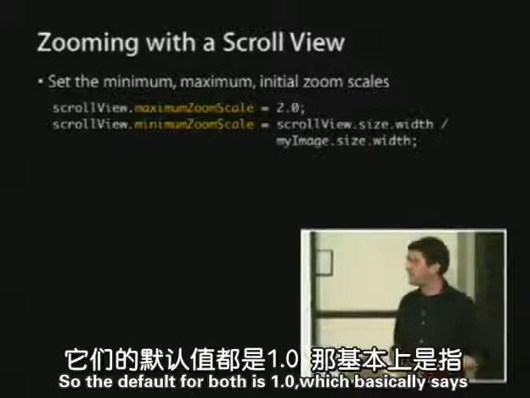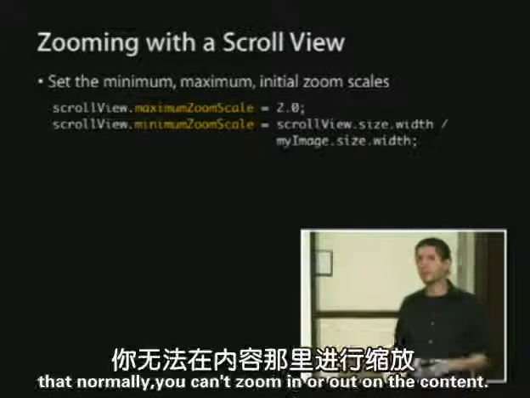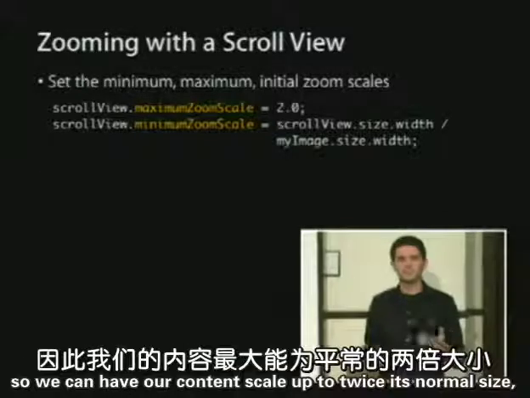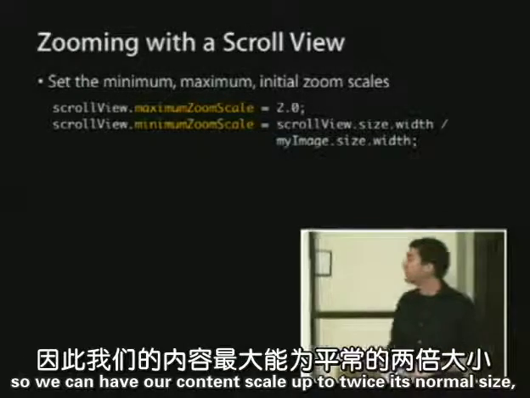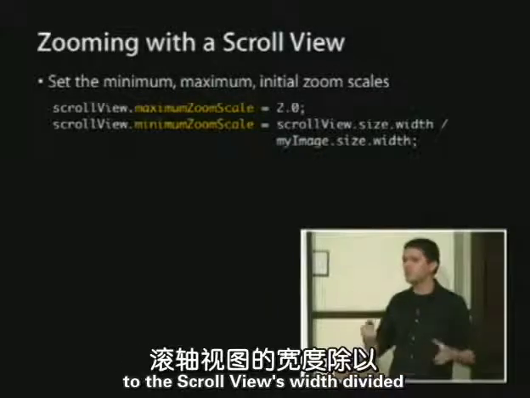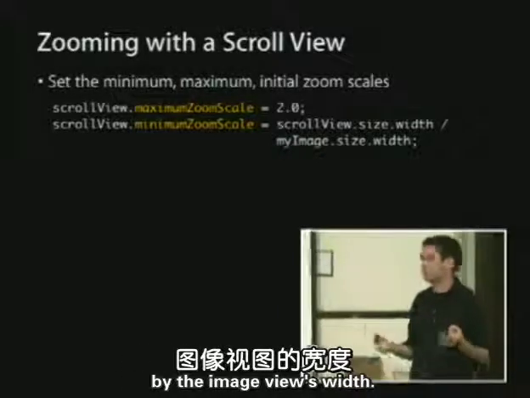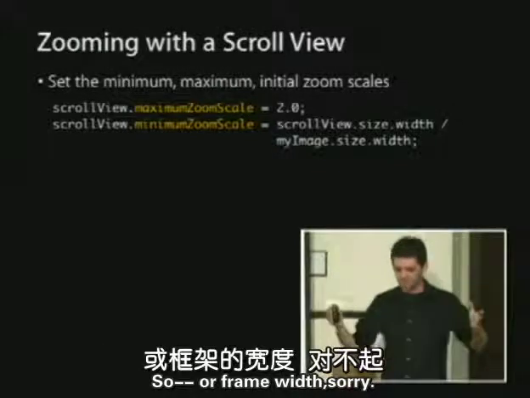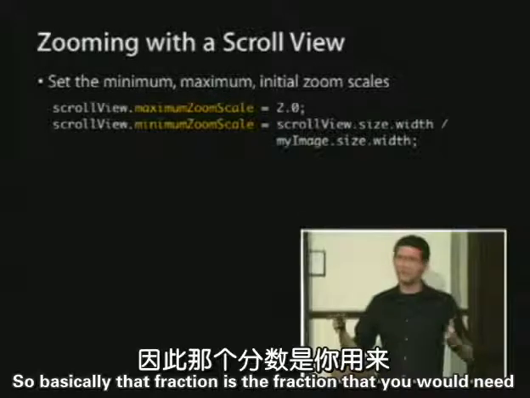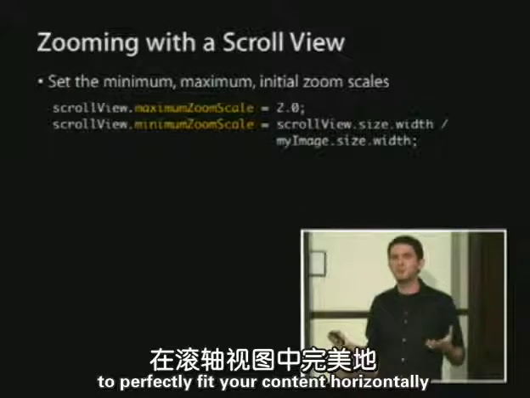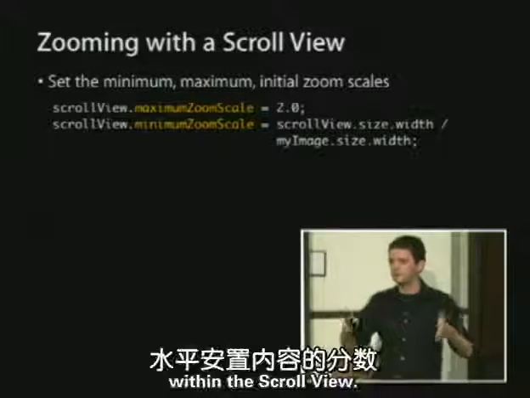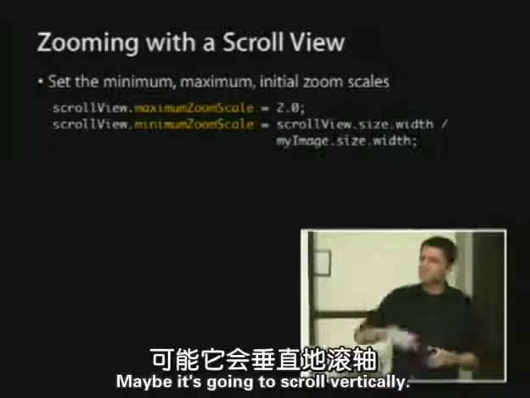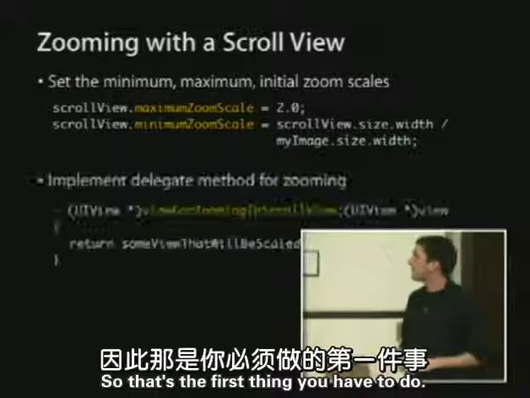So the default for both is 1.0, which basically says that normally you can't zoom in or out on the content. So in this case, we'll set our maximum zoom scale to 2.0, so we can have our content scale up to twice its normal size. And we'll set the minimum zoom scale to the scroll view's width divided by the image view's width. So the scroll view's bounds width, or frame width, sorry. So basically, that fraction is the fraction that you would need to perfectly fit your content horizontally within the scroll view. So we can zoom down such that the content fits exactly horizontally in the scroll view. Maybe it still needs to scroll vertically. So that's the first thing you have to do.